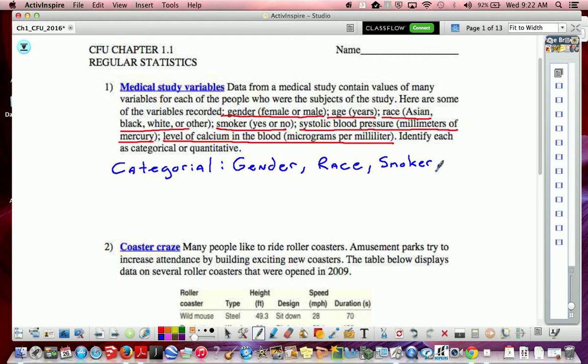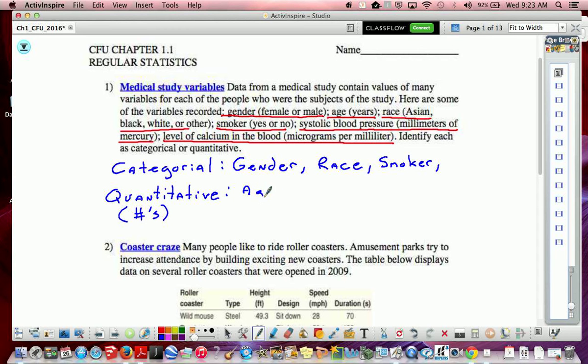Systolic blood pressure, millimeters of mercury, that's a measurement. That's numerical. That's going to be our quantitative, which will be coming up here in a second. Level of calcium, that's also going to be. So those are just the three categorical. The other three are going to be quantitative, because as mentioned before, when I think of quantitative, I'm thinking of numbers. Okay, if it's numerical and you can measure it that way.